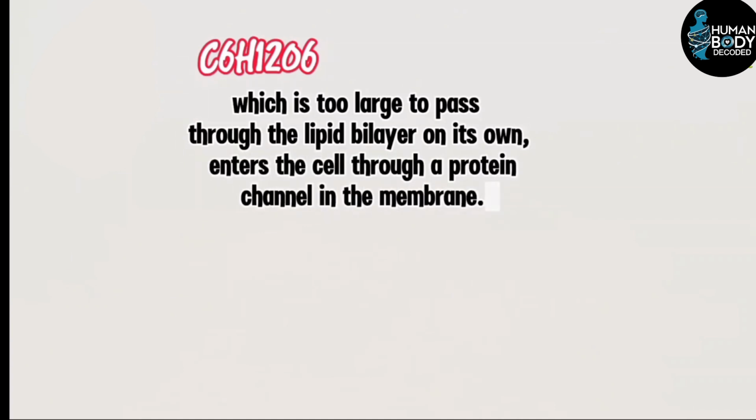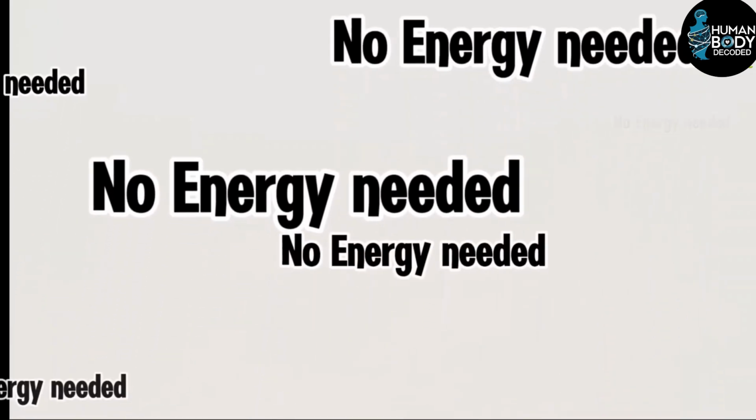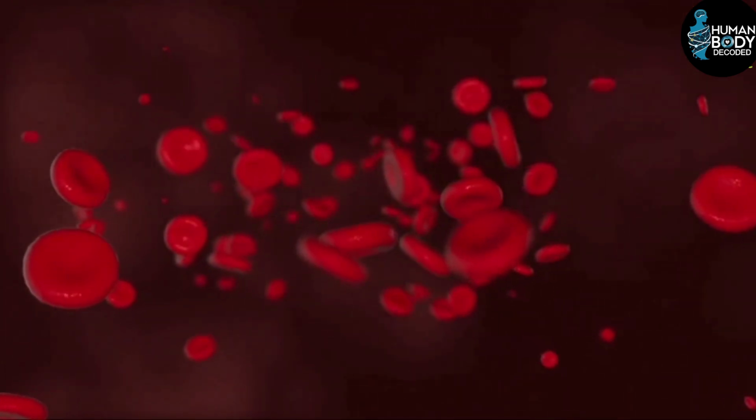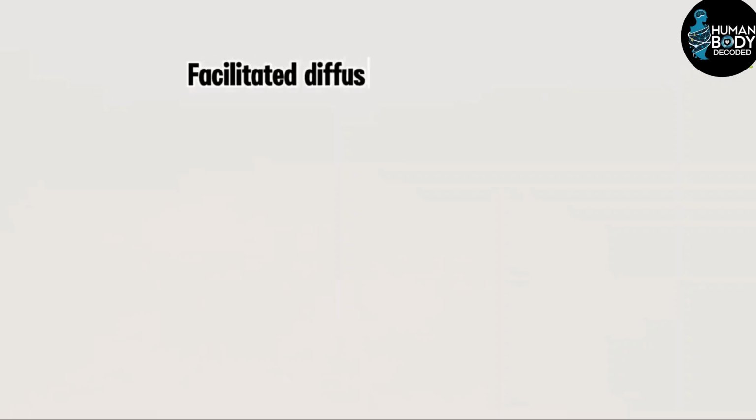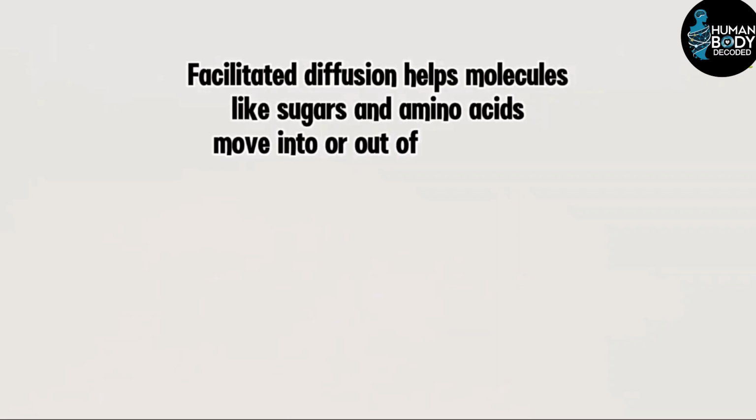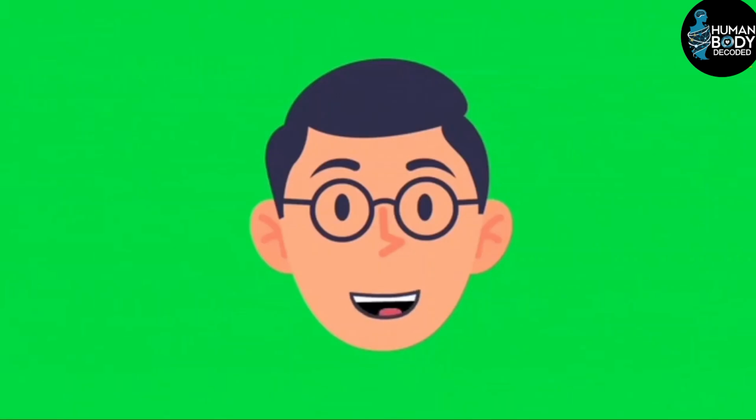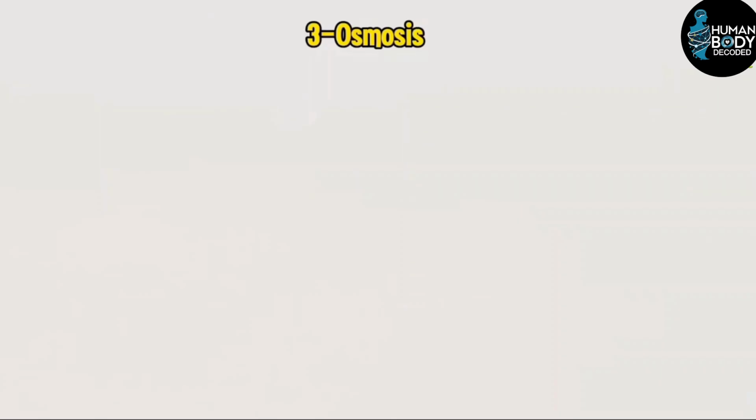It's still a passive process, meaning it doesn't require energy, but it's essential for transporting molecules that cannot easily diffuse through the lipid bilayer. Facilitated diffusion helps molecules like sugars and amino acids move into or out of cells where they are needed. Now let's move on to the next crucial process, osmosis. 3. Osmosis, the diffusion of water.